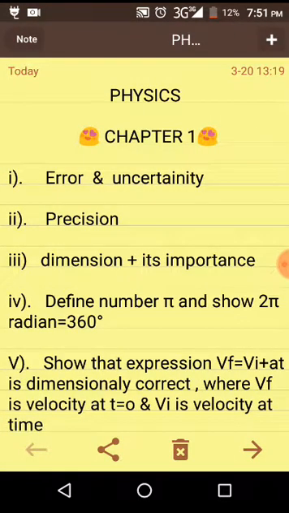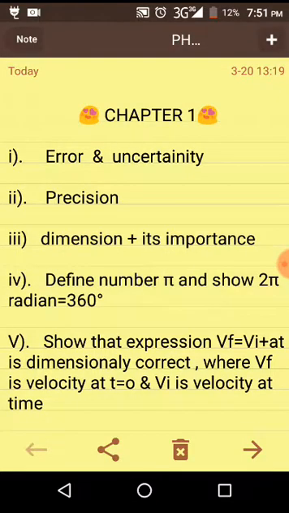सबसे पहले फ़िज़िक्स चैप्टर नंबर 1, क्वेश्चन नंबर 1, एरर एंड अनसर्टेनिटी। नंबर 2, प्रिसीज़न। Number 3, dimension plus its importance. Number 4, define number pi and show 2 pi radian is equal to 360 degree. Number 5, show that expression Vf is equal to Vi plus At is dimensionally correct where final velocity is velocity at time is equal to 0 and initial velocity is velocity at time.